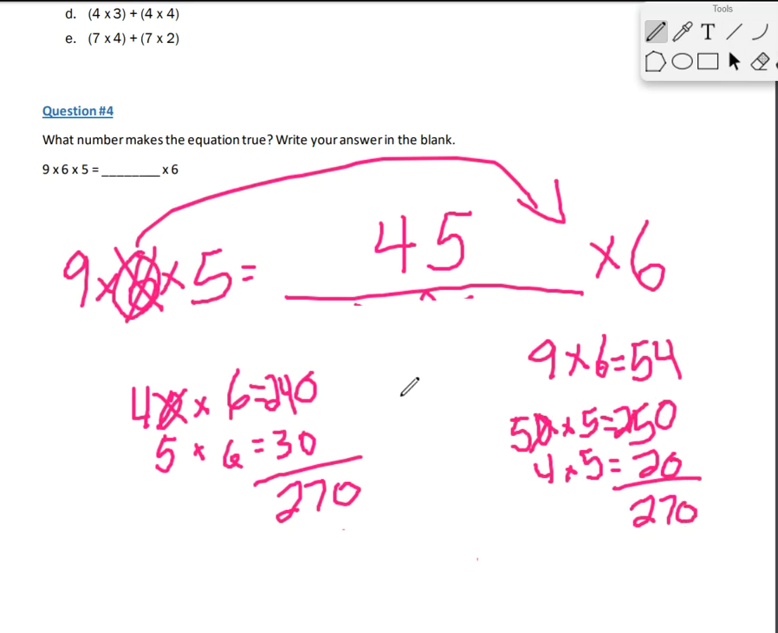So we found that 45 times 6 is equal to 9 times 6 times 5, because that's what we did. We did 9 times 6, and then we multiplied it by 5. We just split it apart into 2 problems. That is what they're doing with these problems, guys.